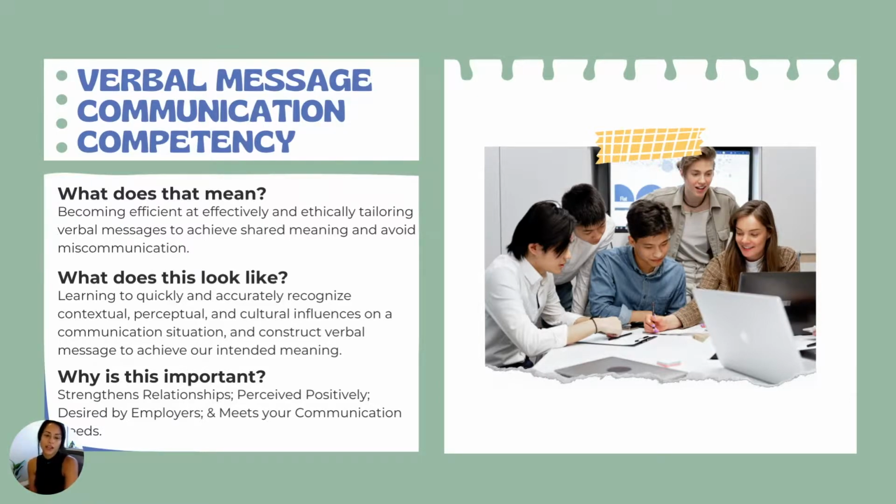What does that look like? So learning to quickly and accurately recognize contextual, perceptual, and cultural influences on a communication situation, and also constructing verbal messages to achieve your intended meaning. So looking at all aspects of a situation and being very mindful in the middle of those situations to figure out what is the best way to communicate my message and get the intended meaning across.